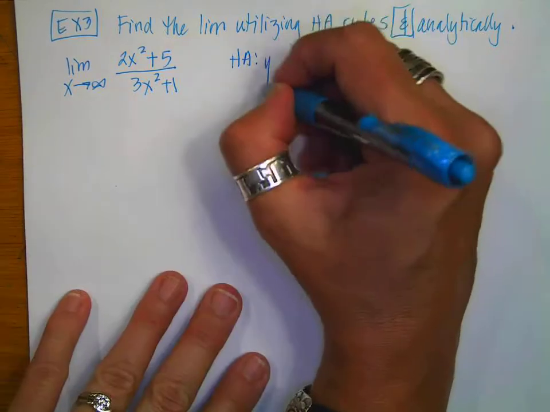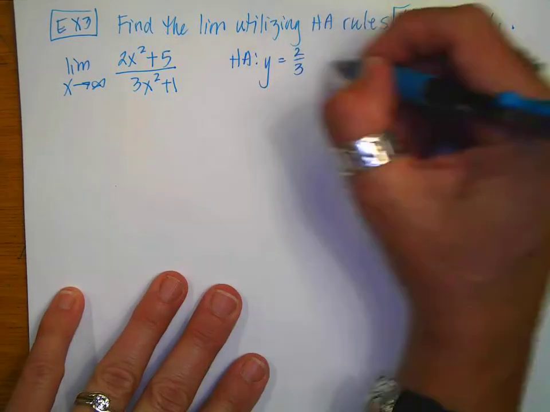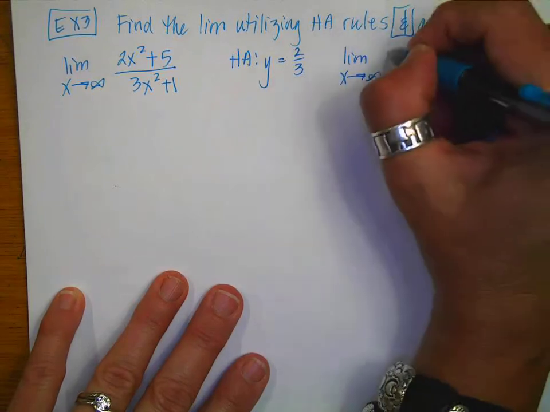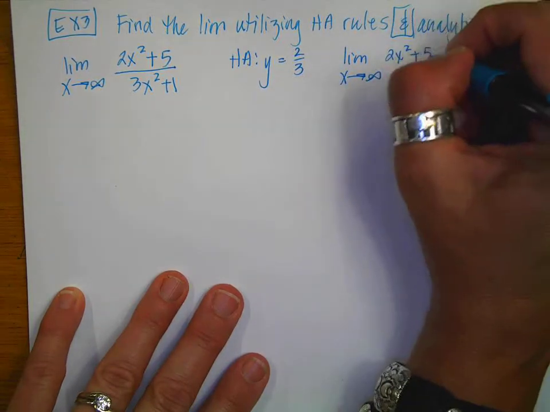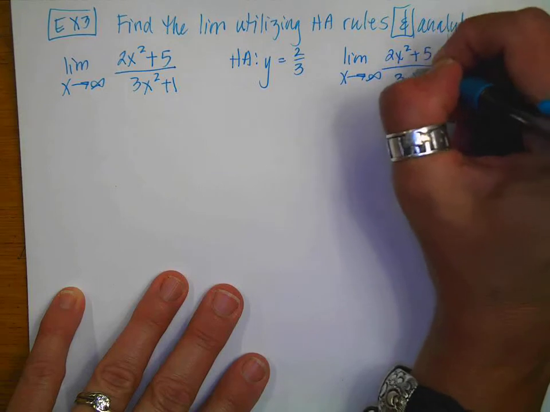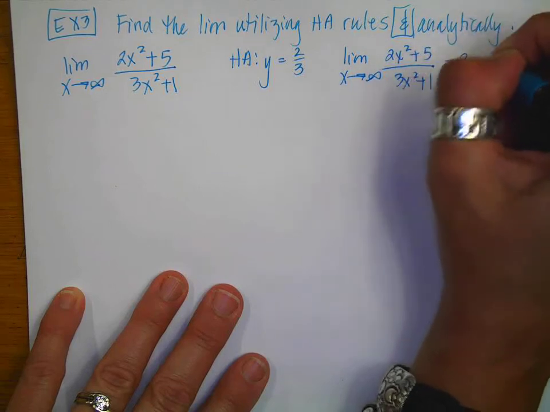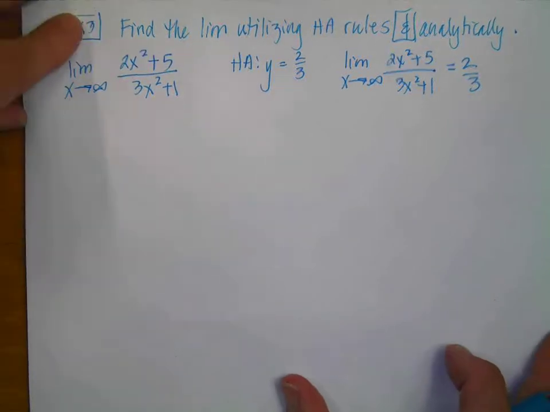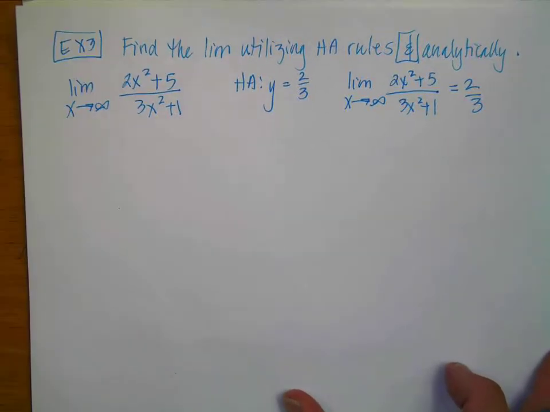So it's the same basic problem, but before I do any math, I notice that the horizontal asymptote, the degree is the same, top and bottom. Therefore, my horizontal asymptote is 2/3. Therefore, the limit as x approaches infinity of 2x squared plus 5 over 3x squared plus 1 is equal to 2/3. Super simple.